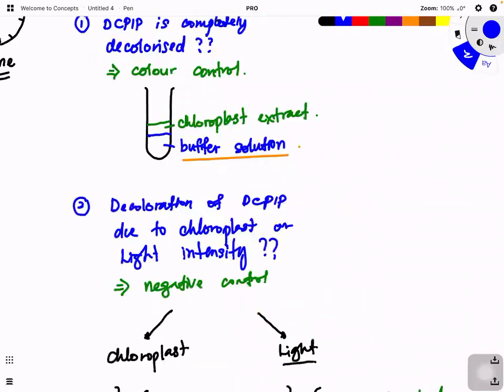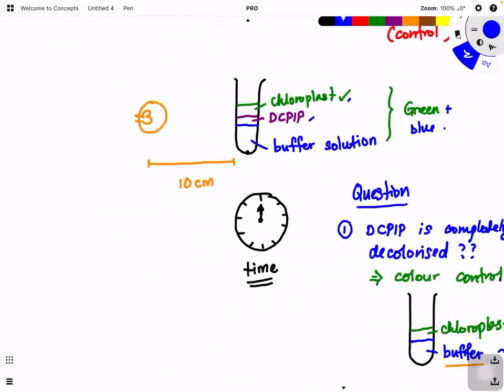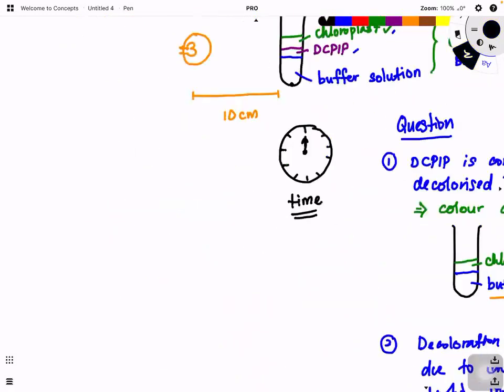Okay, so what are the ways we can change the light intensity? In terms of planning an experiment, to change the light intensity, we have a few ways.